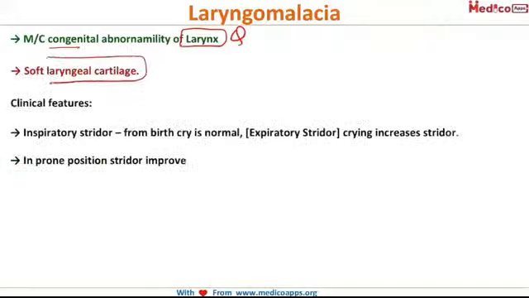It's nothing but a soft laryngeal cartilage. The laryngeal cartilage in these children is extra soft. So, the clinical features: the patient presents with inspiratory stridor from birth. Cry is normal, but there is expiratory stridor. So crying increases stridor.